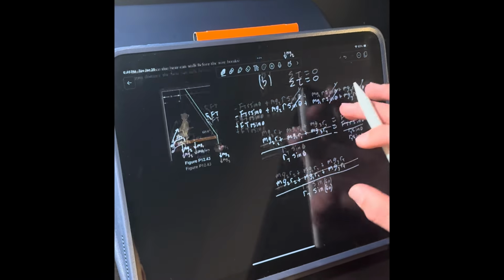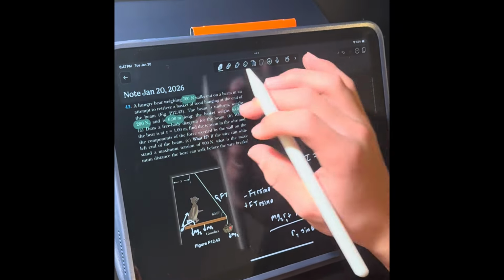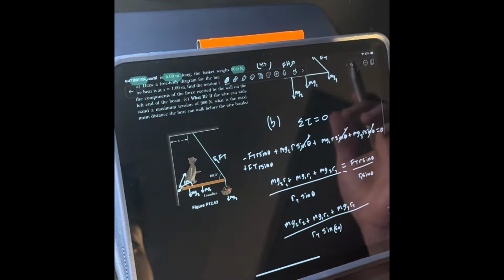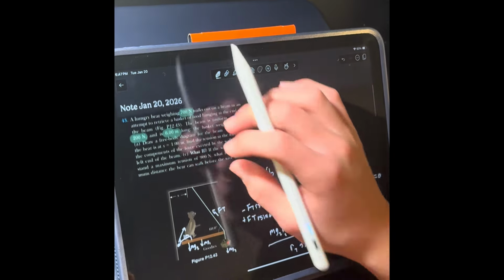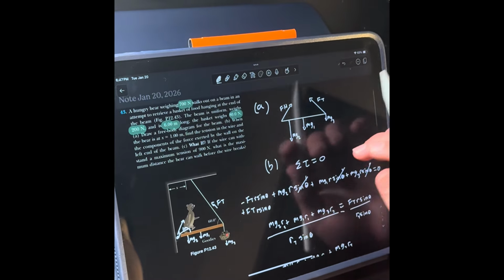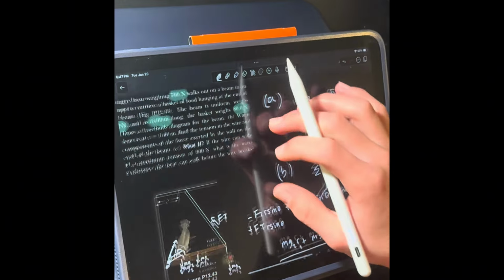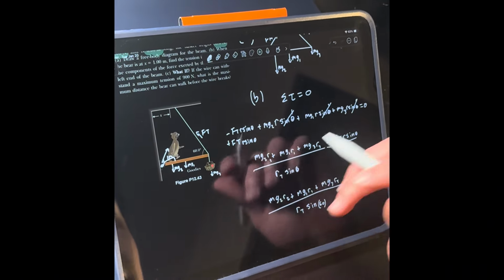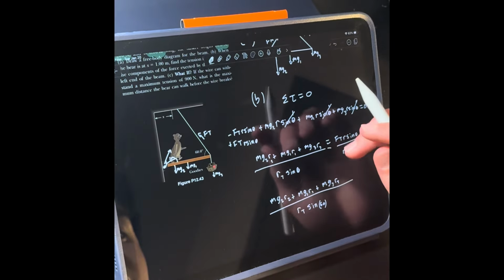And then the rest, we know that mg2 of the beam equals 200 newtons, which is given in the problem. Then mg1 of the bear is equal to 700 newtons, and mg3, which is the basket, equals 80 newtons. Now we're going to have all those numbers and multiply them by their distances away from the axis of rotation.